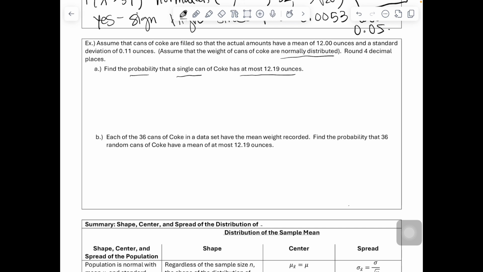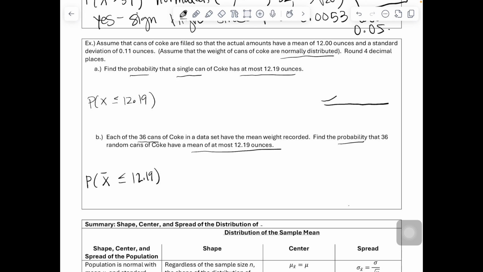Whereas part B says each of the 36 cans of Coke in a data set have a mean weight recorded. It says find the probability that the 36 randomly selected cans of Coke have a mean of at most 12.19 ounces. So the difference is that this one is still asking for probability, but about 36 cans of Coke. It wants to see if the mean has at most 12.19 ounces. So the first one is asking about having at most 12.19, which is going to be less than or equal to 12.19. And our second one, part B, is going to be X bar is at most 12.19 ounces.